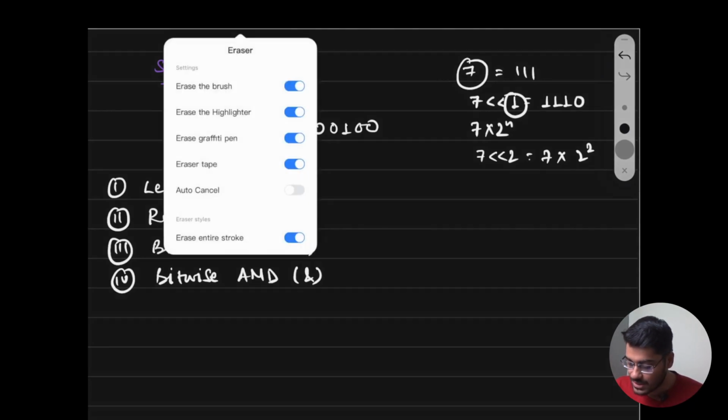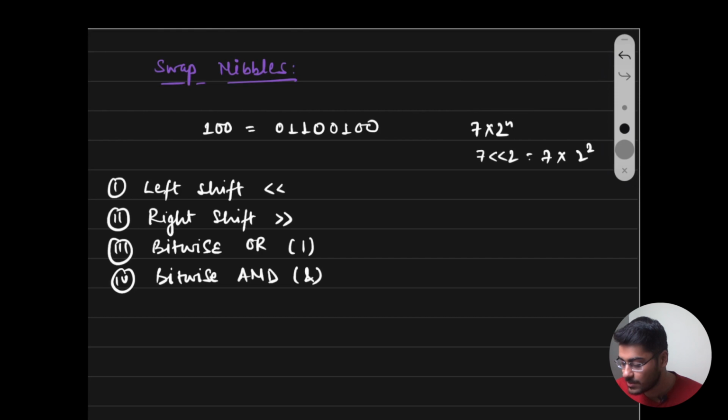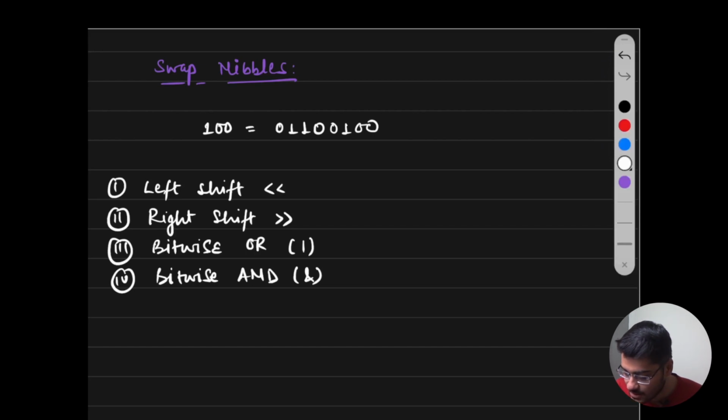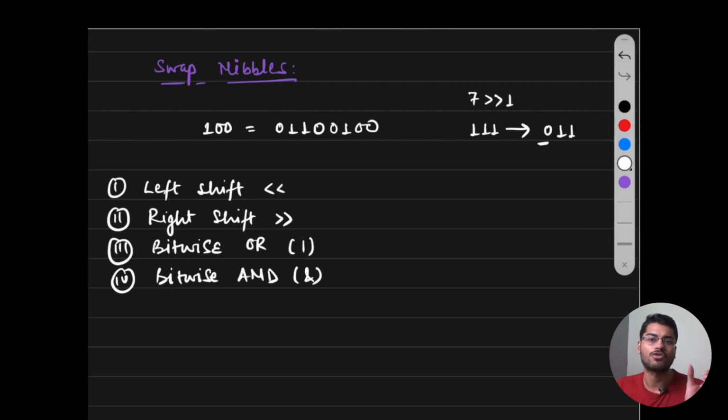Now let's understand what is right shift. Similar to left shift, right shift does the operation but in the opposite direction. So if I write 7 right shift 1, it will move all the bits by 1 to the right. 7 was initially 111, and it will transform to 011. Where did this 0 come from? From filling the empty space. This one will be moved out of the window and these two ones will move backwards.